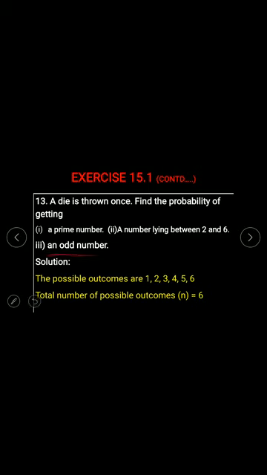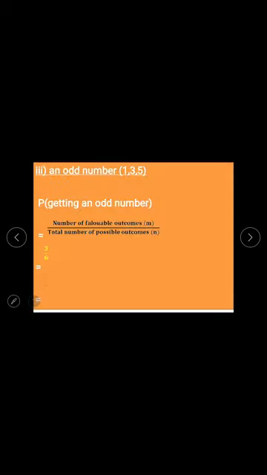An odd number. Which are the odd numbers here? Yes, 1, 3 and 5. How many are there? 3 are there. So for this odd number, the number of favorable outcomes will be 3. Same way, probability of getting an odd number is equal to number of favorable by total number of outcomes. Always write the formula, that is m by n, that is 3 by 6. Cancel by 3, answer is 1 by 2. Clear? Okay, let us look at the next question.